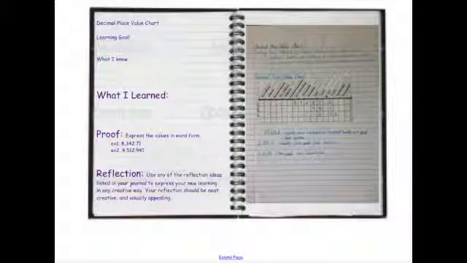Don't forget to fill in your what I learned, but also your proof. Express those two values in word form. These are decimal points, so please make sure that you are accounting for those. And remember to do your thoughtful and creative reflection on today's lecture.